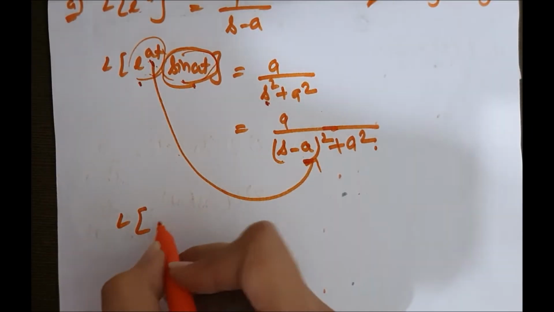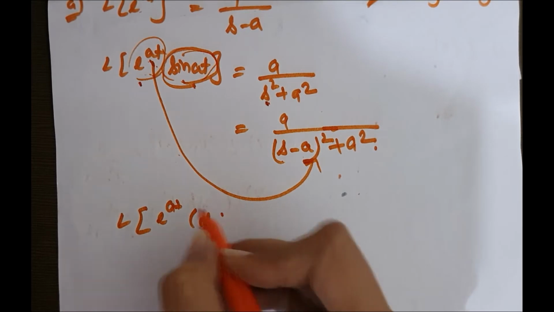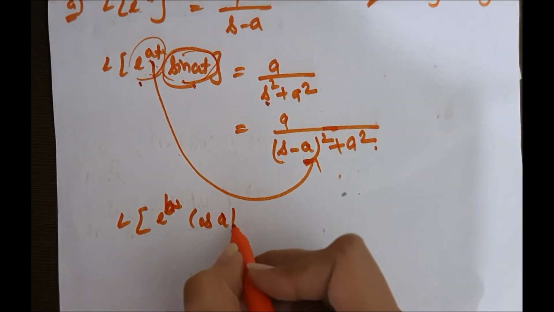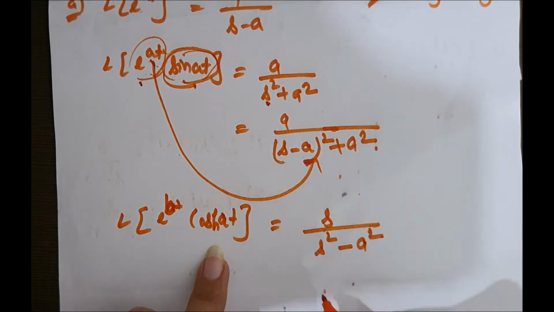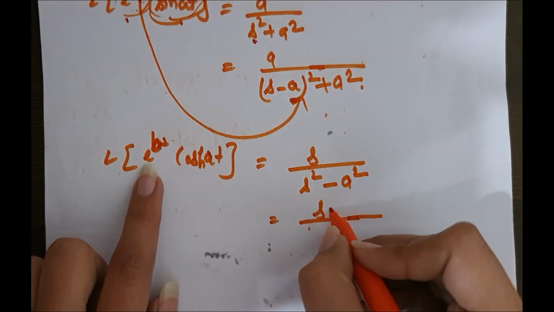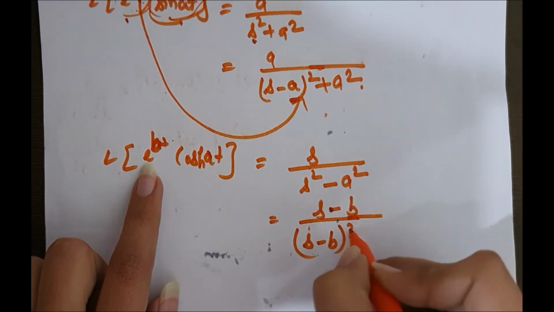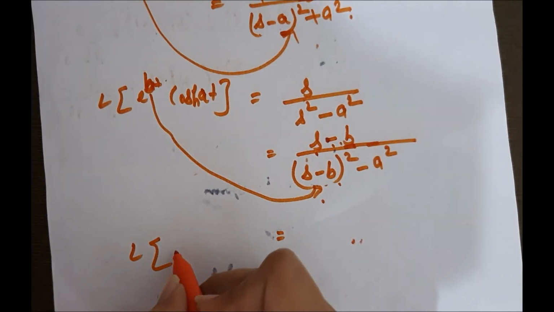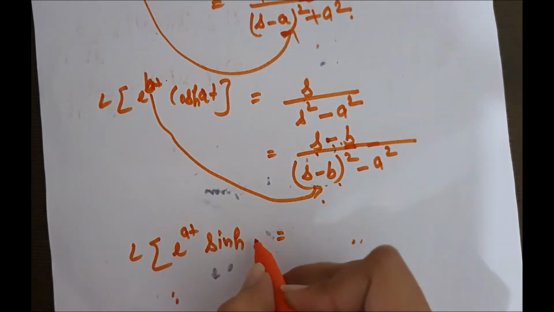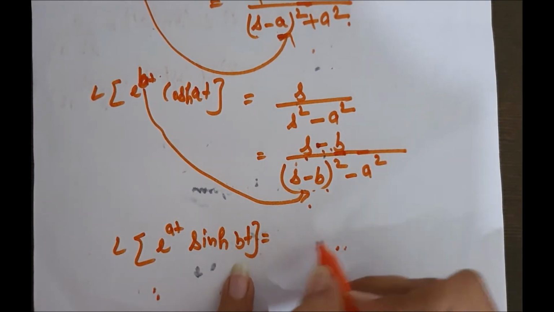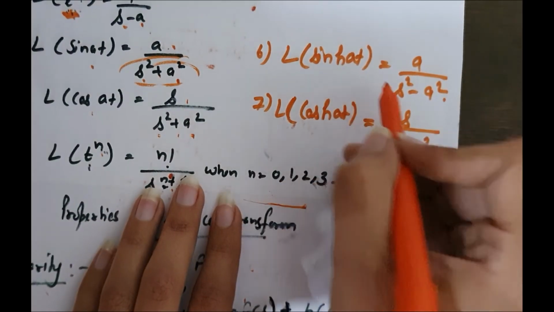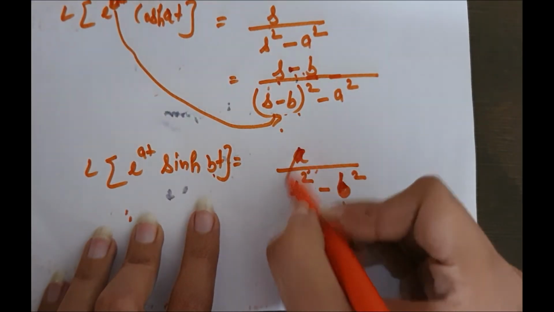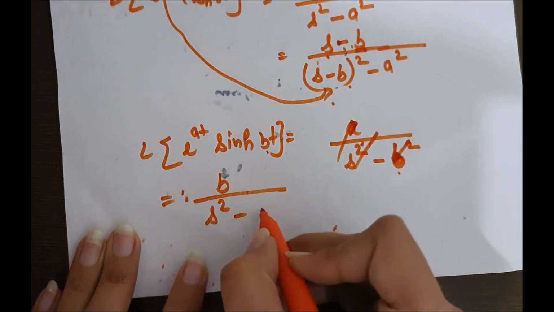Now second example, that is exponential at cos bt. Cos hyperbolic at is s upon s square minus a square. Now due to this exponential bt, it will be s minus b here also. Let's take another example, exponential at sin hyperbolic bt. Sin hyperbolic bt is b upon s square minus b square. Sin hyperbolic at is a upon s square minus a square. Here in place of a we have b, so it will be b upon s square minus b square.